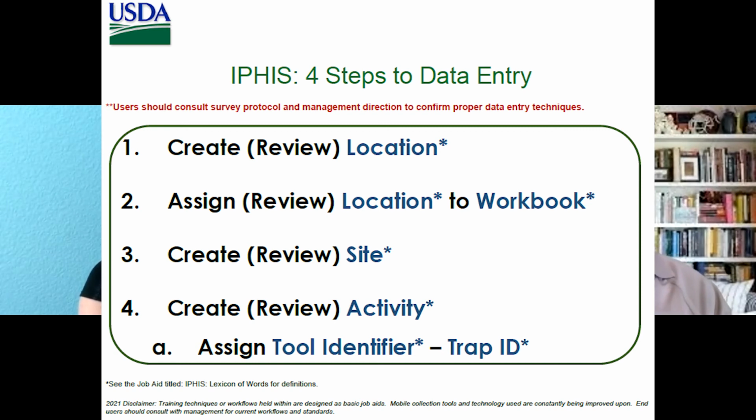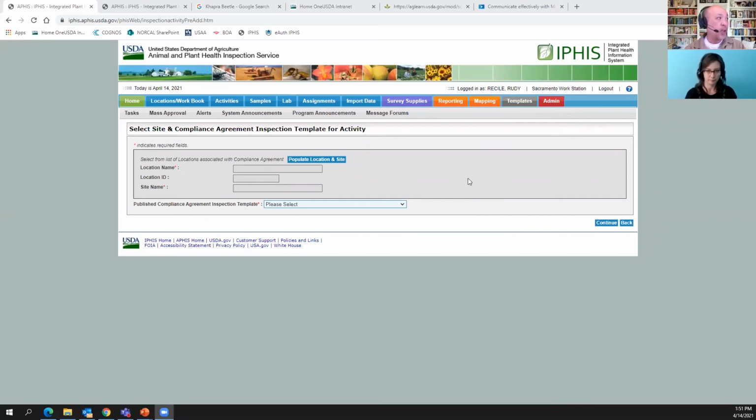The tool identifier in compliance agreements is a compliance agreement number, and that gets auto-populated for you. So make sure that you look at that and observe what it is when you get in there. We've created our compliance agreement, and this is the first step in creating that compliance agreement inspection. Again, compliance agreement inspection, and you can see that up here where we have to select that location and site.